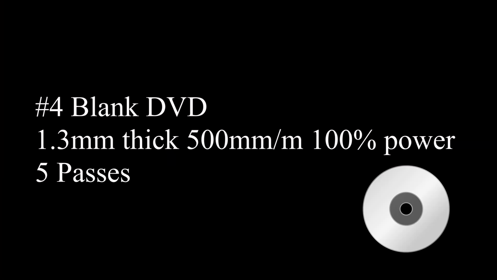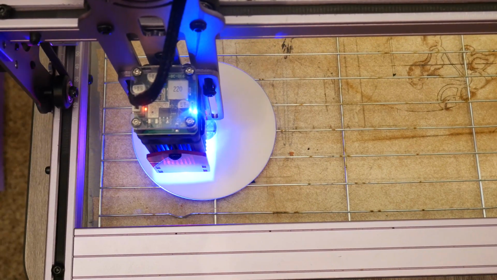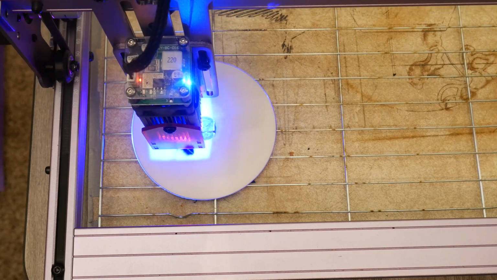Ever burned a DVD? Well, today that's what we're going to try by cutting a blank DVD. Why not? This is 1.3 millimeters thick. We're going to try to do five passes because it's really thick. Let's see how this works.